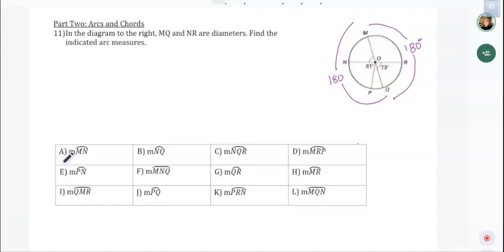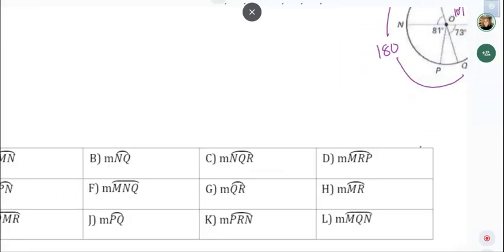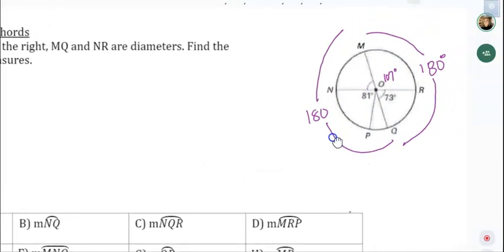107 degrees. I'll zoom in a little bit. See if that helps. Okay. That means, does anyone see a vertical angle that I could go ahead and also label? Which one? MON is 73 degrees because it's a vertical angle.